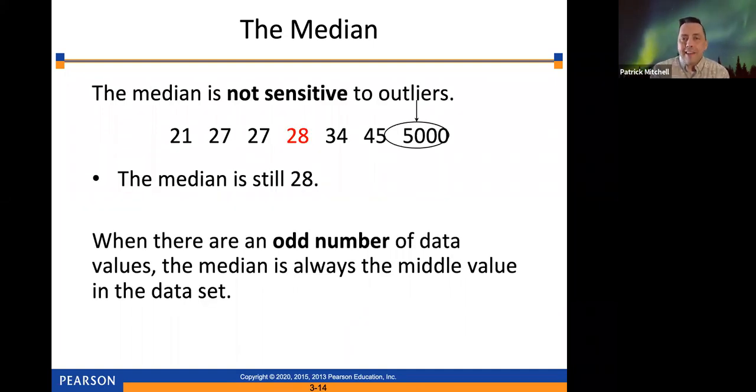The median is not sensitive to outliers. If we change that 50 to a 5,000, the median would still be 28. So that's why I like to use it for exam scores, for example. When there are an odd number of data values, like there are in this example, the median is always the middle value in the data set.